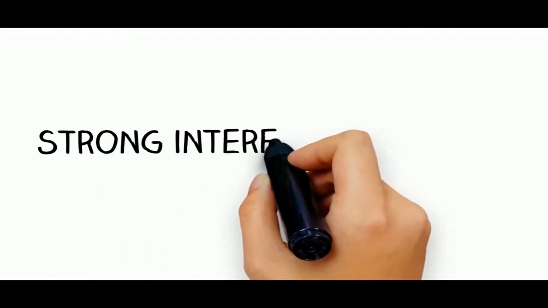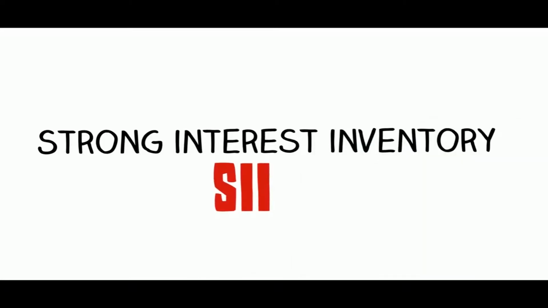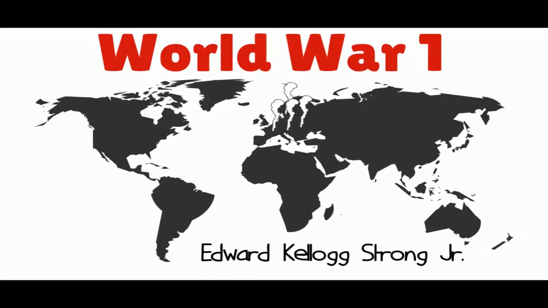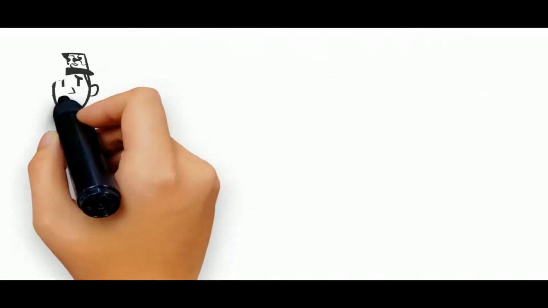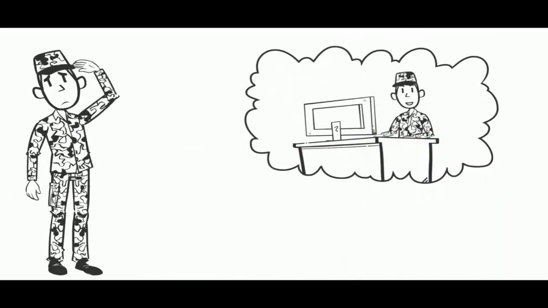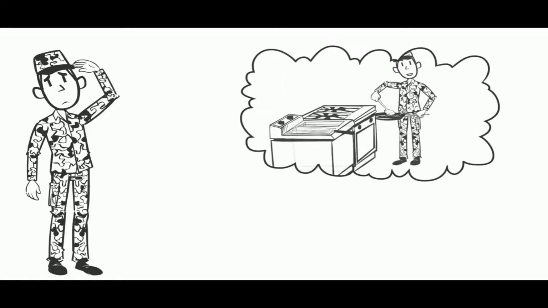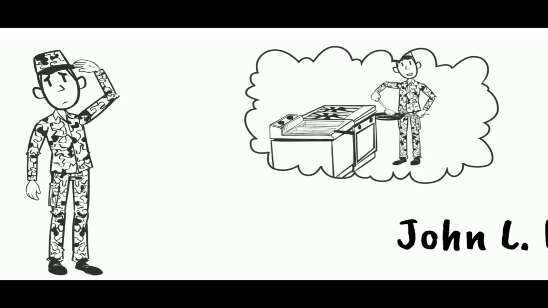Our last assessment is the Strong Interest Inventory. It was actually developed after World War I by Edward Kellogg Strong Jr. to help military veterans find suitable jobs. There have been several revisions. The 2004 version is based on the Holland Codes typology of psychologist John L. Holland.